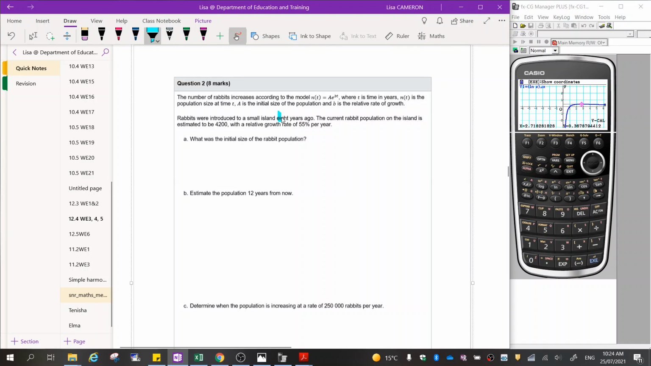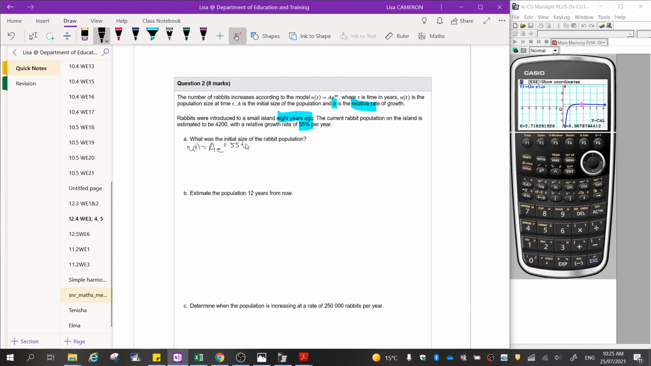Only because I know that if we're looking 8 years ago, there's going to be some tricks. The current rabbit population on the island is estimated to be 4,200 with a relative growth rate of 55% per year. Now, we've seen that before. Relative growth rate is B, 55% per year. So that means already that we know that our model N(t) is equal to A e to the power of 0.55 with respect to time t.